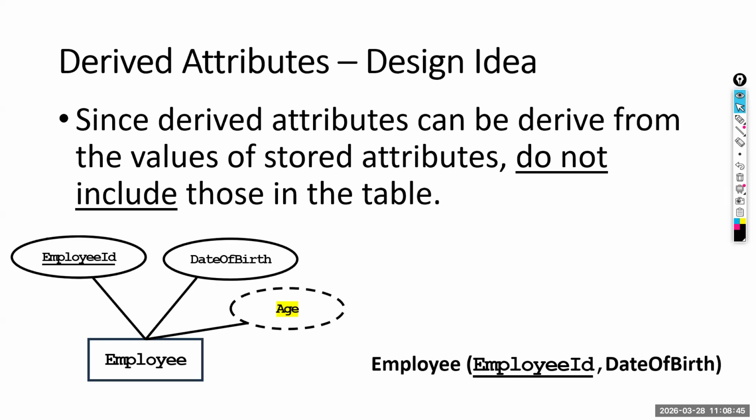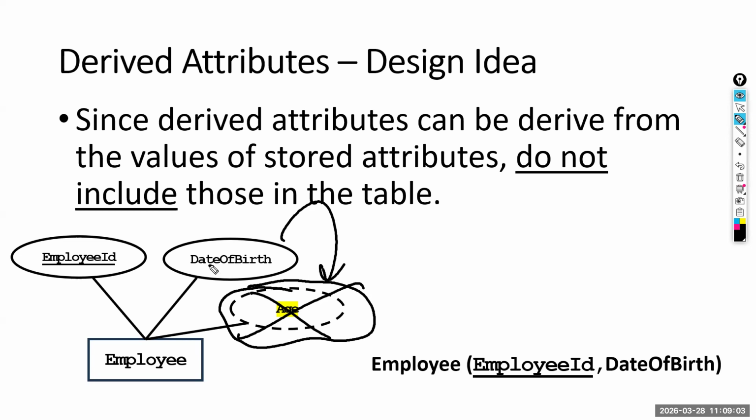So if you have a derived attribute, when you design your table, you can simply ignore that attribute. You don't need to have a field for that simply because you can derive it. Age, you can derive it from date of birth. So therefore, your table will have employee ID and date of birth, not age. Because at any time, using the current system date and date of birth, you can derive age. So that is one reason why you don't need age, right? Because you can get it from the other field.